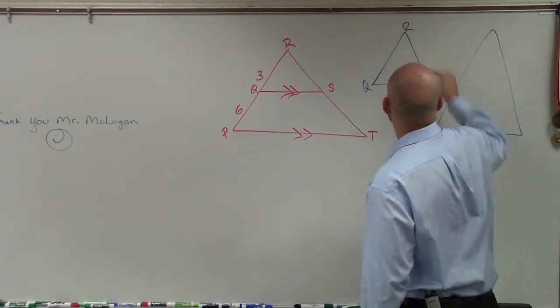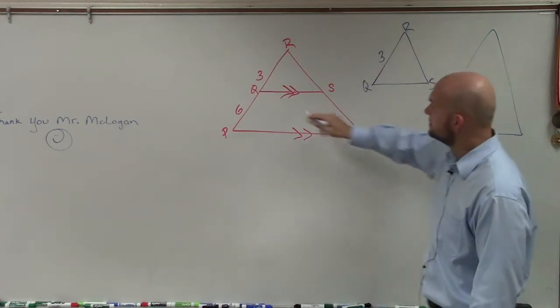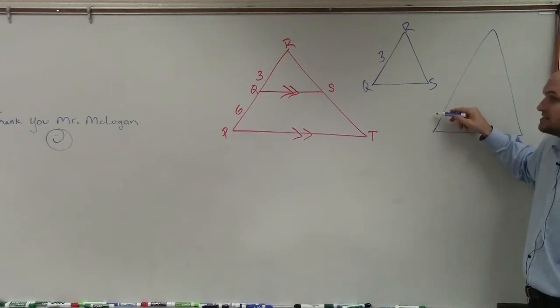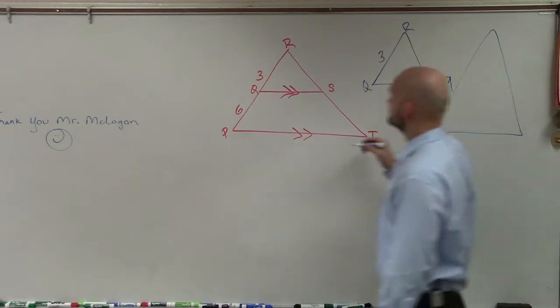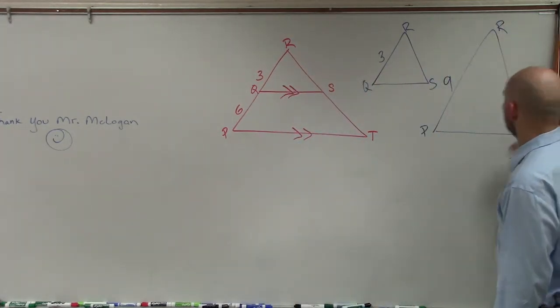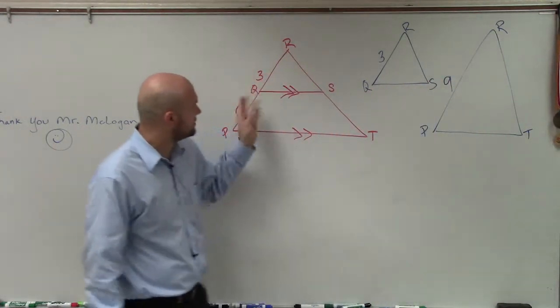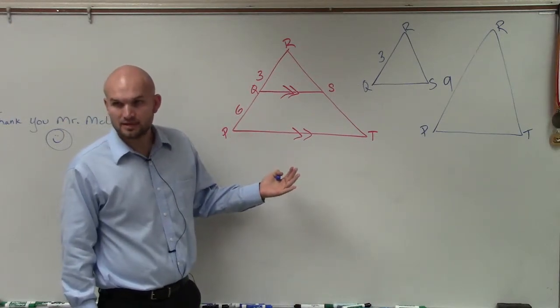Q, R, S, where that's 3. And then this side, is this long length 6? No, it's 6 plus 3, right, which is 9. And that's P, R, T. So it's very important for you guys to understand that the length of the larger triangle is 3 plus 6. Does that make sense? Yes?